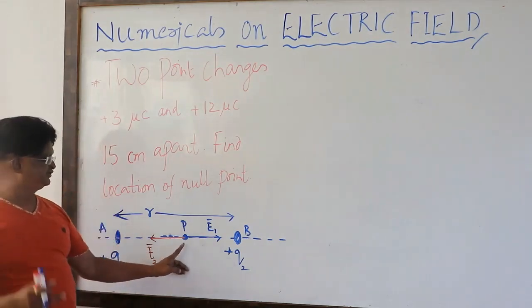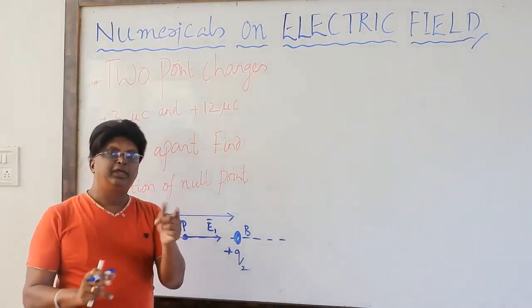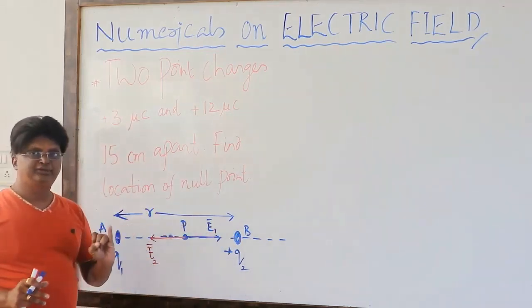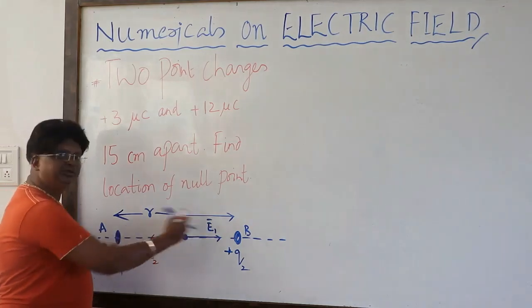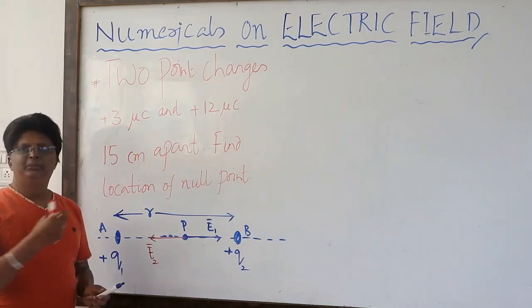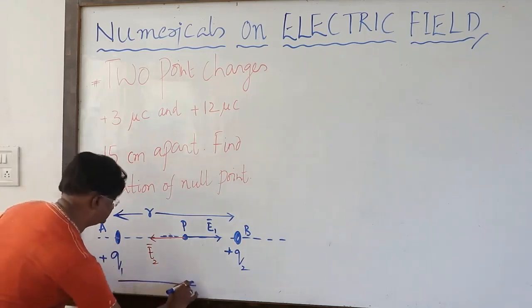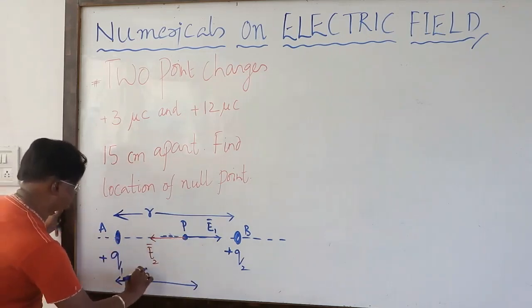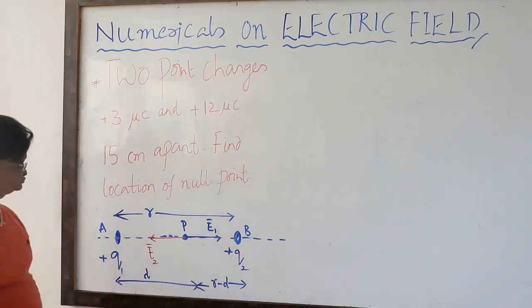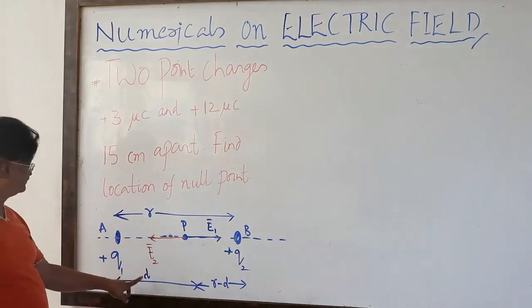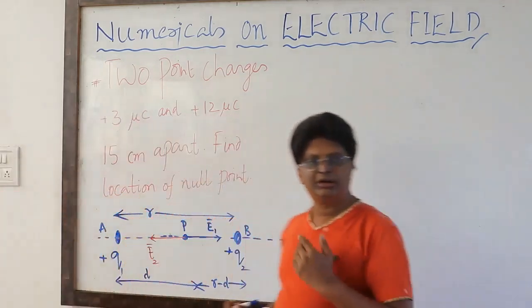Therefore, for a system of like charges, we get the null point, first, on the line joining the 2 charges, and second, not outside the combination. If it is like charges, we get the null point between the 2 charges. Now a small, simple mathematical expression. Suppose the total distance is R, and the distance of this null point from Q1 is D, then the distance from the other charge is R minus D. So now everything is set. P is the null point at a distance D from Q1 and R minus D from the other charge Q2.